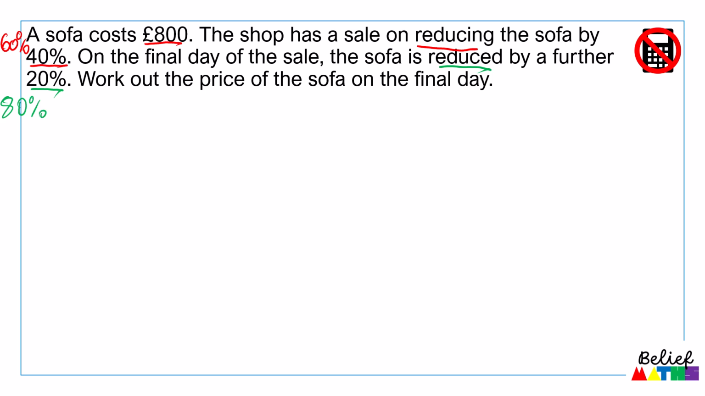So using that then, we want to find 60% of 800. And again, whichever method you use, okay, you can do that. But 60% of 800 is £480. So that's our sale price.